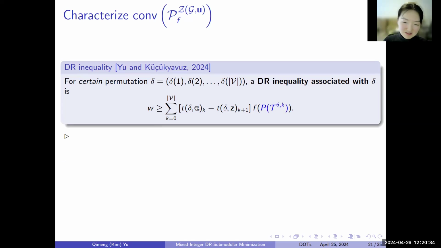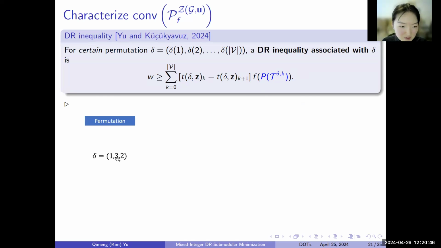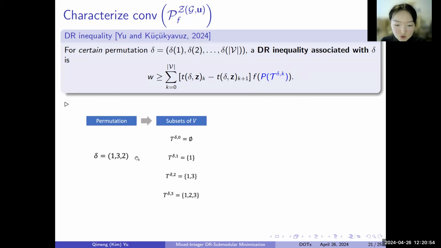And let me just try to give you some intuition about what these inequalities are doing. The right-hand side involves some function evaluations at some interesting points. What are these points exactly, you may ask? Well, suppose we're dealing with a three-dimensional problem, and one delta, a permutation, could be 1, 3, 2, with which we can construct a sequence of nested subsets of the index set. So we start from the empty set, and then we add the first item in the permutation to get T delta 1, and add the second one to get T delta 2, etc., until we recover the full index set.